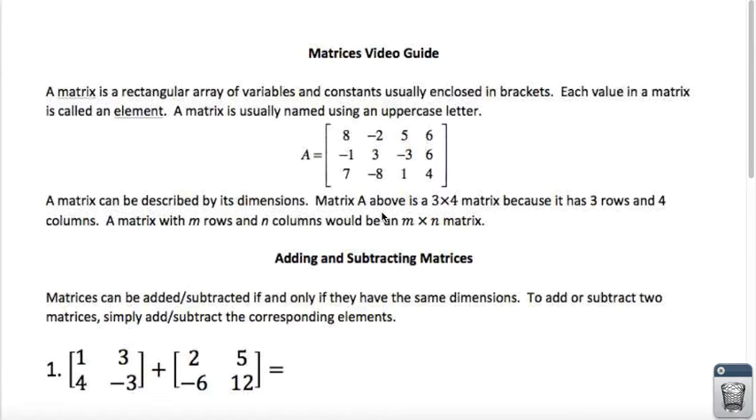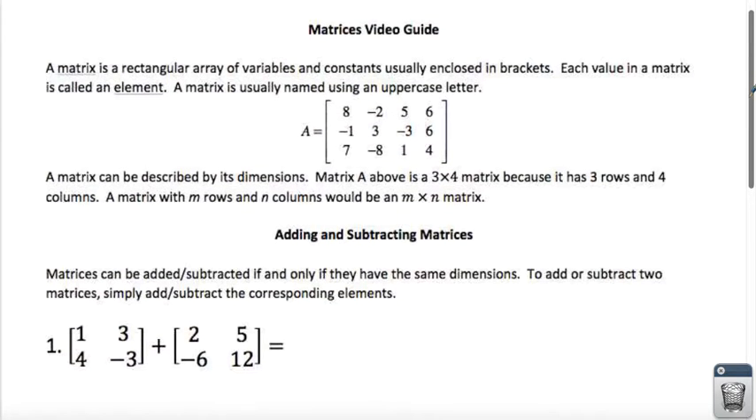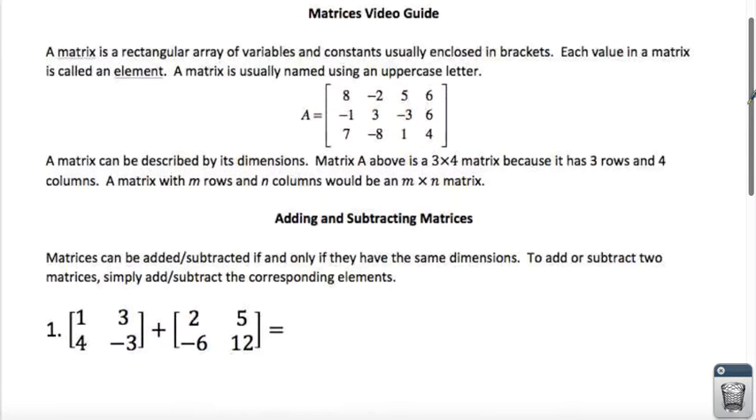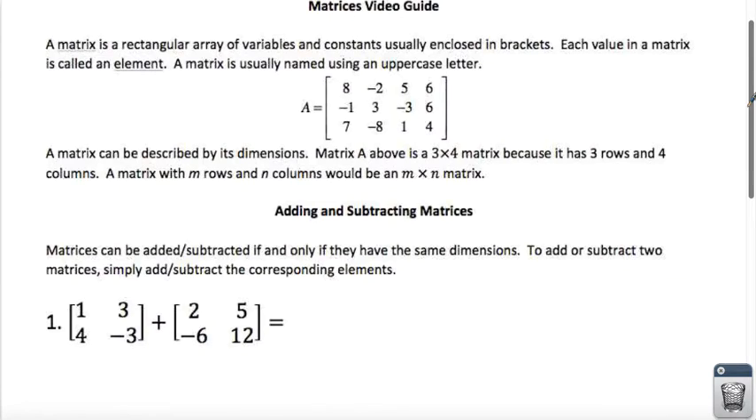We're going to cover a basic introduction to matrices. A matrix, and the plural of matrix is matrices, is a rectangular array of variables and constants, usually enclosed in brackets. Each value in a matrix is called an element, and usually we use an uppercase letter to name a matrix. So really, a matrix is just like a fancy table.